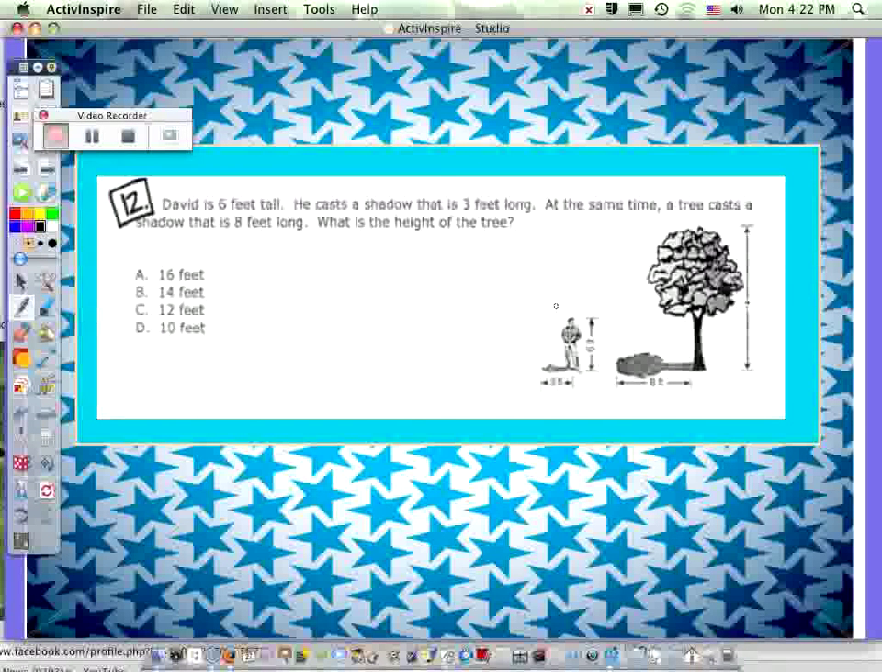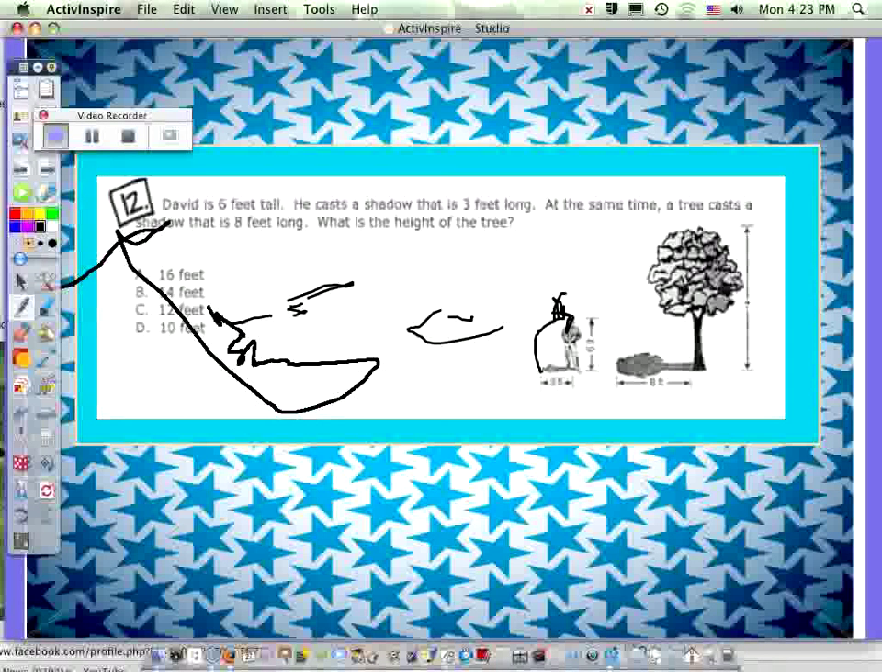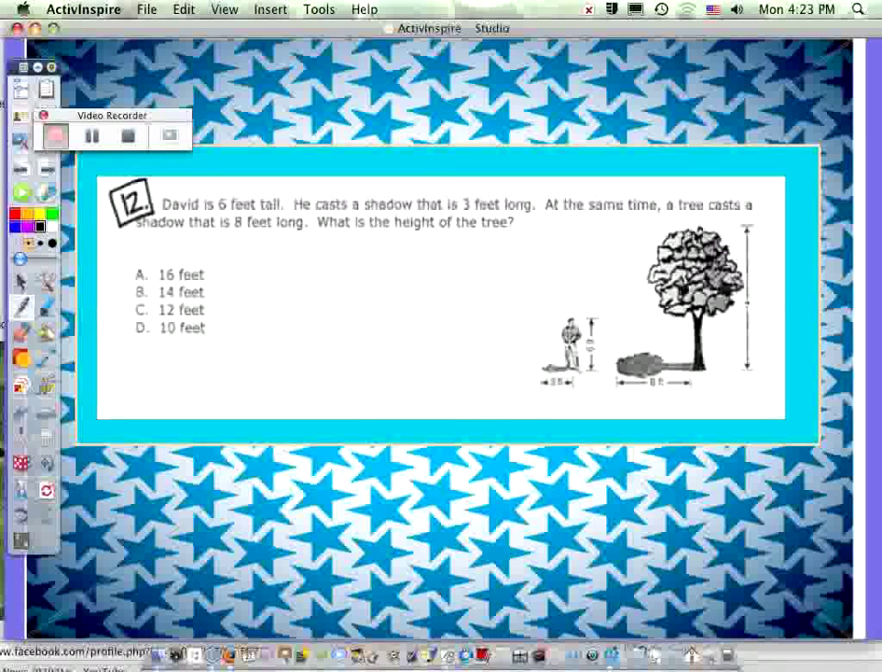All right, here, fairly simple. You can look at the relationship from here to here, or you could set up an equation. A proportion. This is height to shadow. All right, height to shadow, height to shadow. Well, the shadow is 3, his height is 6. The shadow is 8, the height is, I don't know.